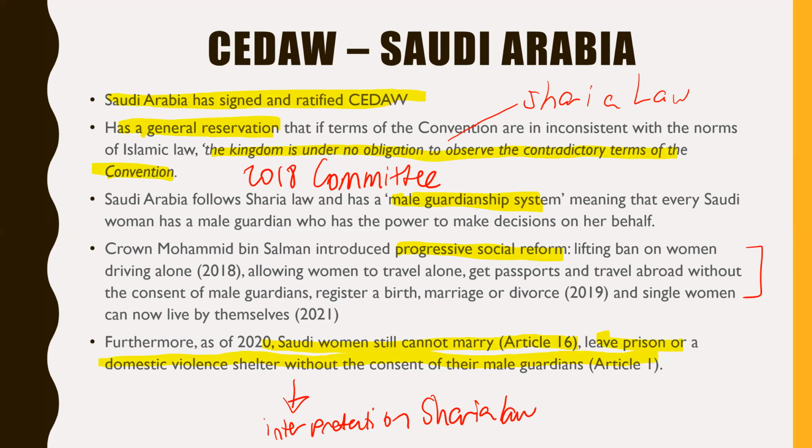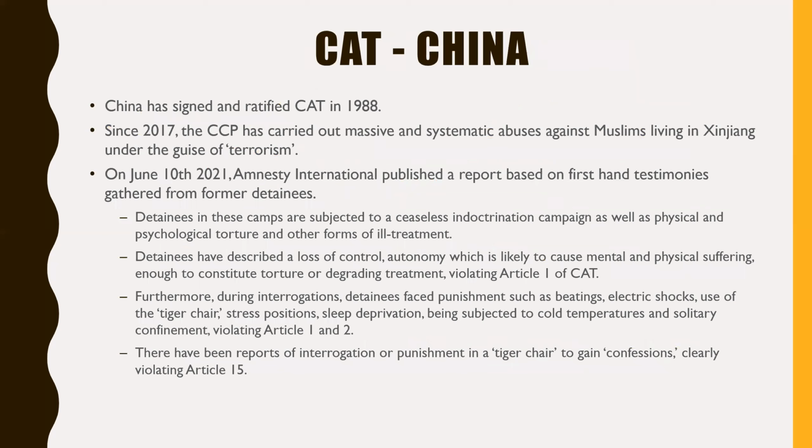So that's CEDAW. Let's get into the Convention Against Torture. With the Convention Against Torture, China has signed and ratified the convention in 1988. However, since 2017, China has been carrying out attacks and abuses against Muslims living in Xinjiang under the guise of terrorism. So there's a clear intention by China to target this particular ethnic group. They are trying to root out Islamic religious beliefs and cultural practices. They're trying to assimilate the population.